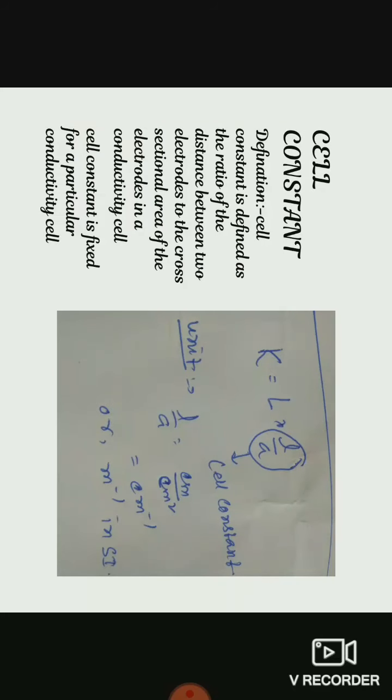The next one is cell constant. Now what is the cell constant? You can see here kappa is equal to mho into L by A. This L by A is the cell constant. The unit of it is cm inverse or meter inverse in CGS and SI respectively. Definition: cell constant is the ratio of the distance between the two electrodes and the cross-sectional area in a conductivity cell. It is a fixed quantity for a particular cell. It does not depend on the nature of the electrolyte used in the cell, temperature, etc. It depends on the distance between the two electrodes and the cross-sectional area of the electrodes.